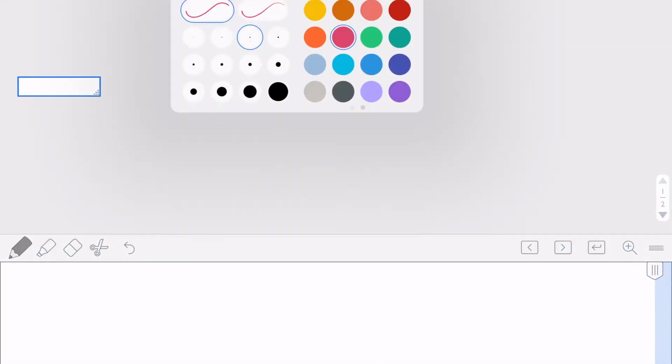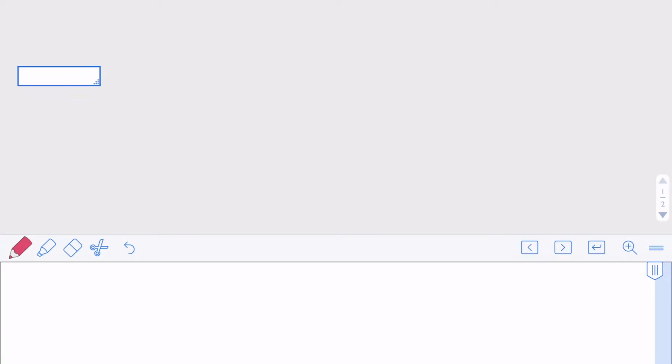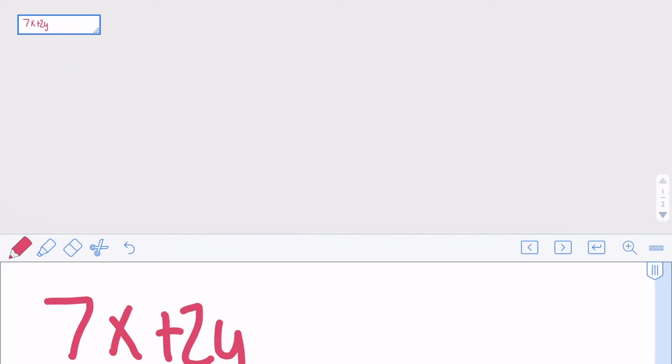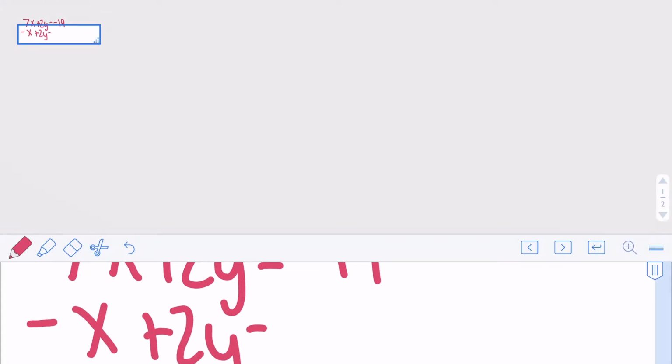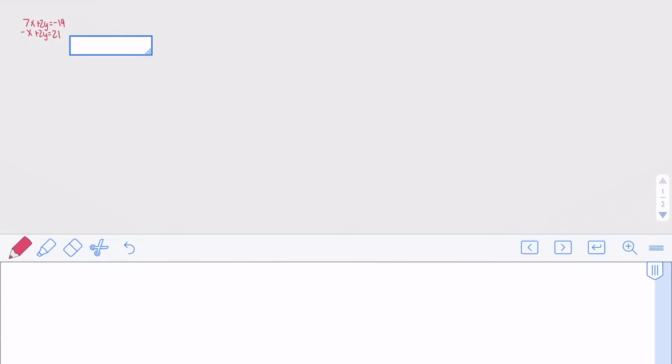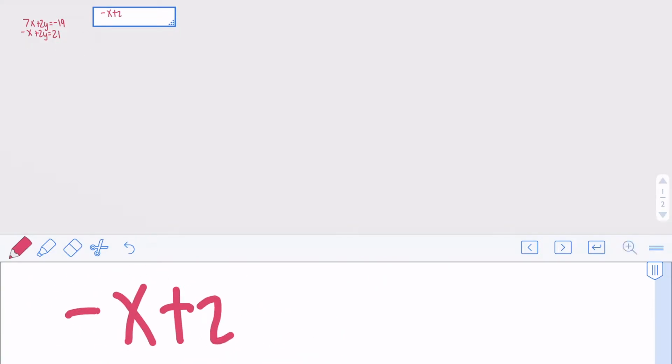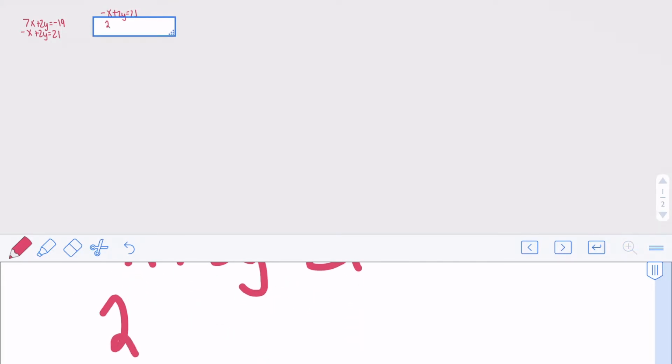In this system using substitution, the two equations are 7x plus 2y equals negative 19 and negative x plus 2y equals 21. What I decided to do first was take negative x plus 2y equals 21 and put the x on one side of the equal sign and all of the rest of the equation on the other side.